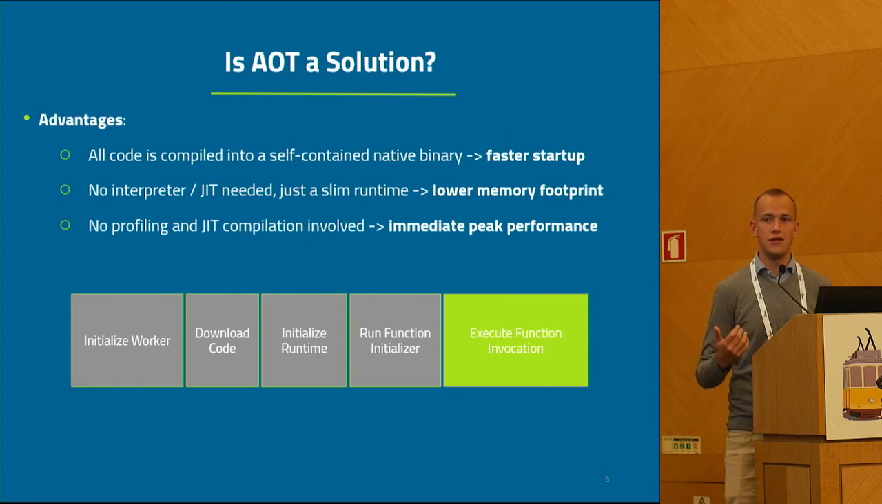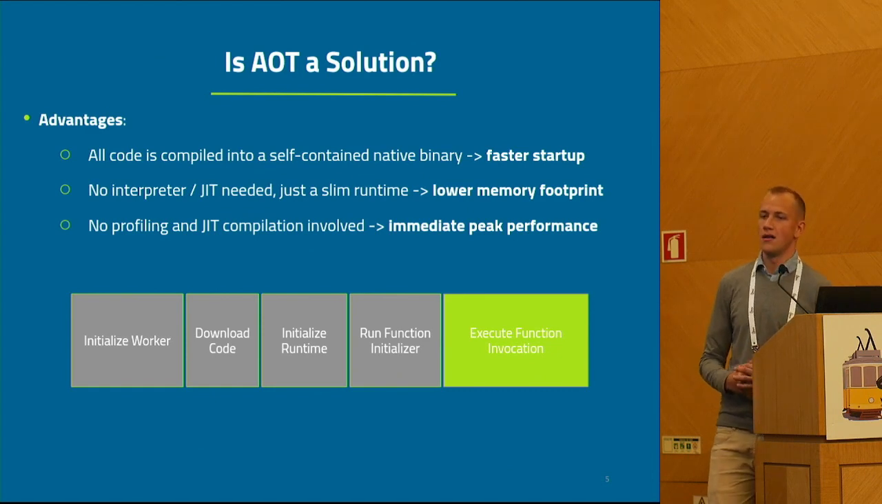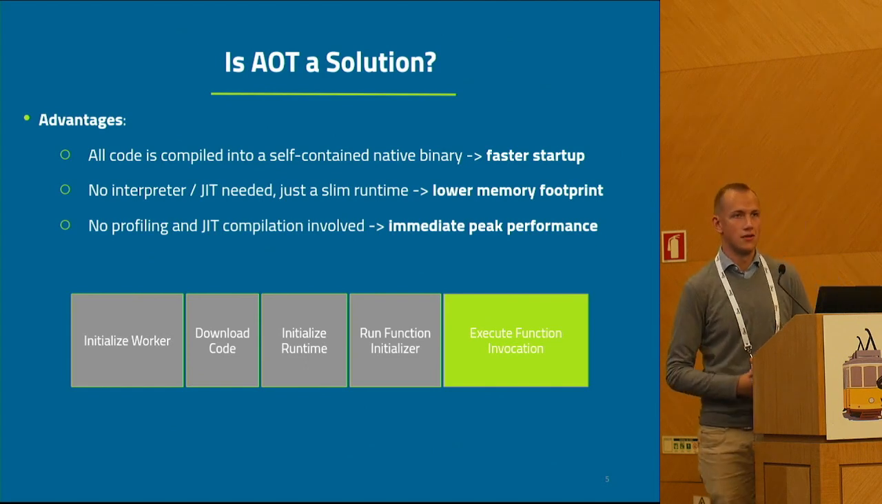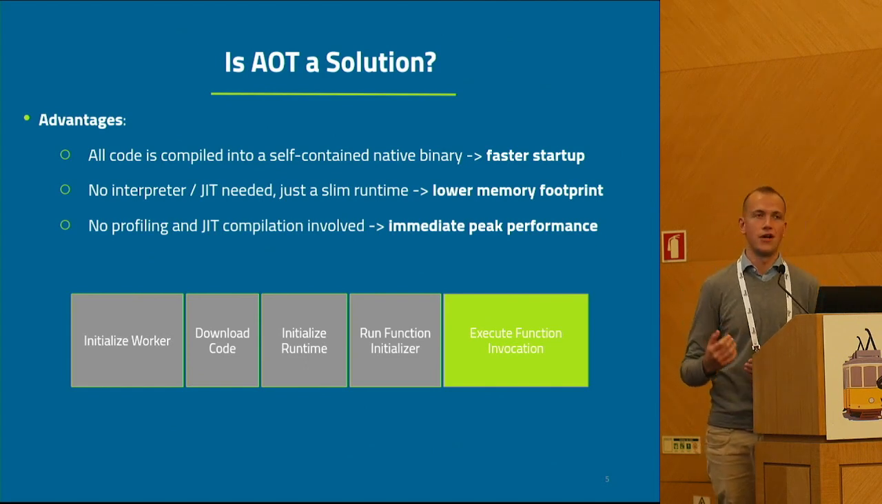So, a possible solution to fight slow cold starts is to employ ahead-of-time compilation. With AOT, all code is compiled into standalone native binaries beforehand, before execution. No interpreter nor JIT is needed, just a slim runtime that doesn't pay a price for the features it is not going to use. And no profiling and just-in-time compilation is involved. All this in combination results in faster startup, lower memory footprint, and immediate peak performance.